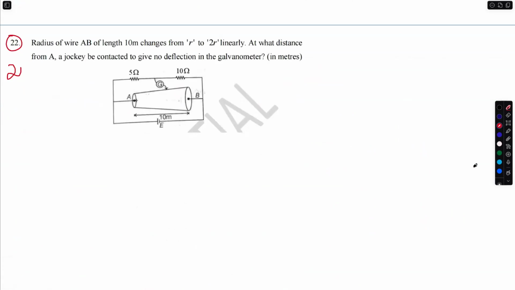At what distance from a jockey? See, the problem here for me is I don't remember the resistance formula for a truncated cone. So if I don't remember the formula, I need to derive it. If I know the formula, then there is no issue. Remember, there are three concepts: thick shell, truncated cone. You need to remember this. So the resistance formula for a truncated cone looks like this.